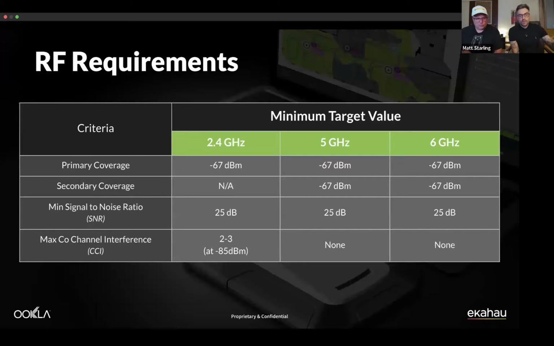Then when you look at the primary coverage, we can see that we're looking to achieve a signal strength of -67, and then on secondary signal strength, we're looking to achieve -67 as well. And then we've got a signal to noise ratio of 25 dB, and then a maximum co-channel interference, ideally none on 5 and 6 gigahertz, but realistically on 2.4, it's very likely that you're going to have at least 2 or 3 devices sharing the same channel, just due to the sheer lack of frequency space we have to use.